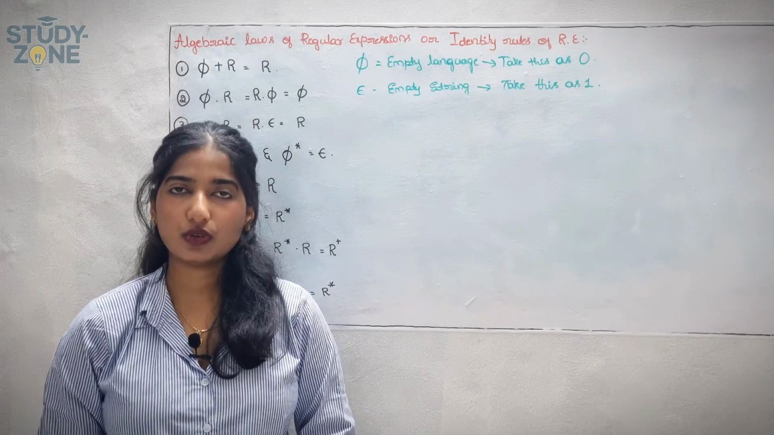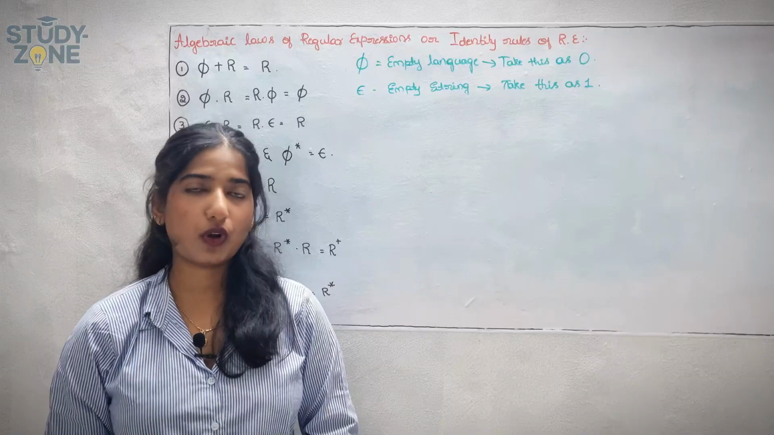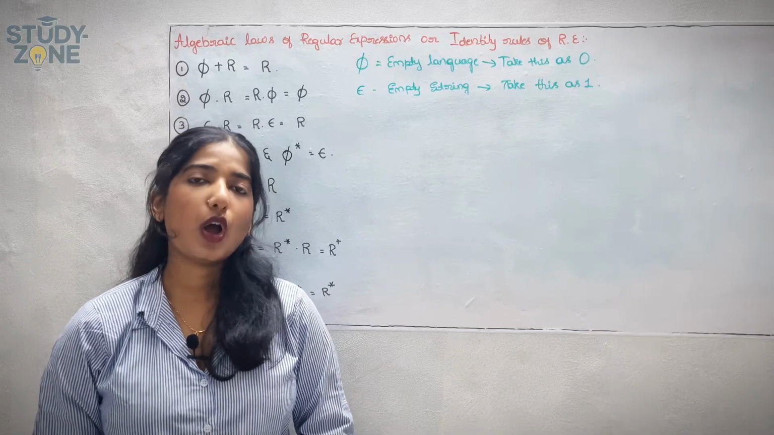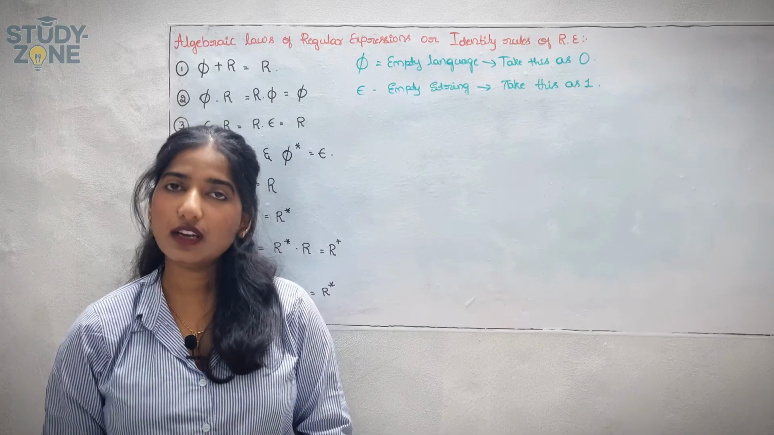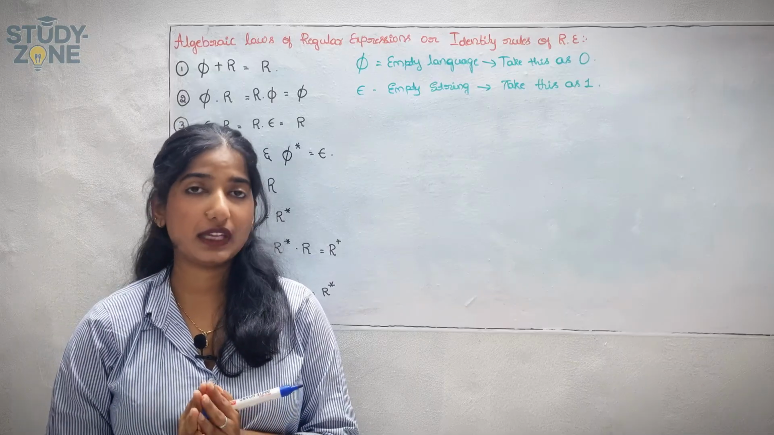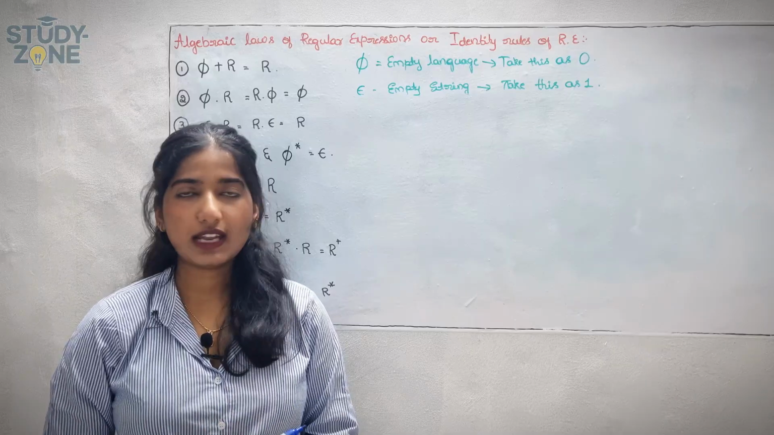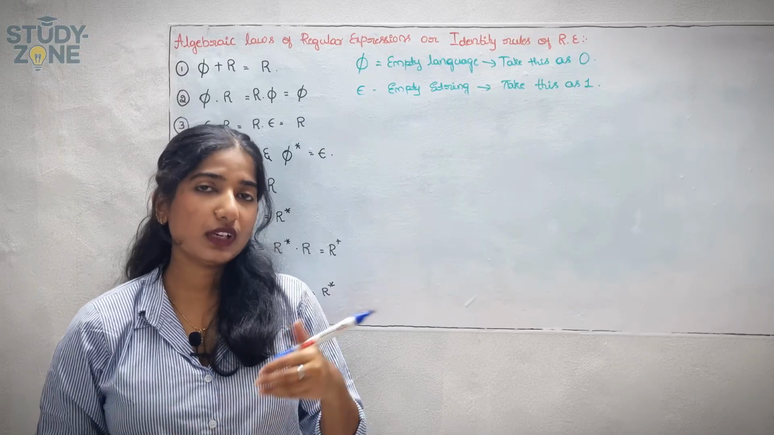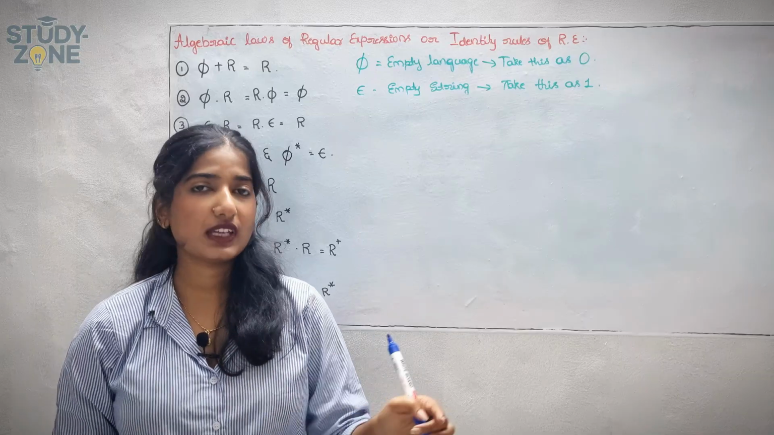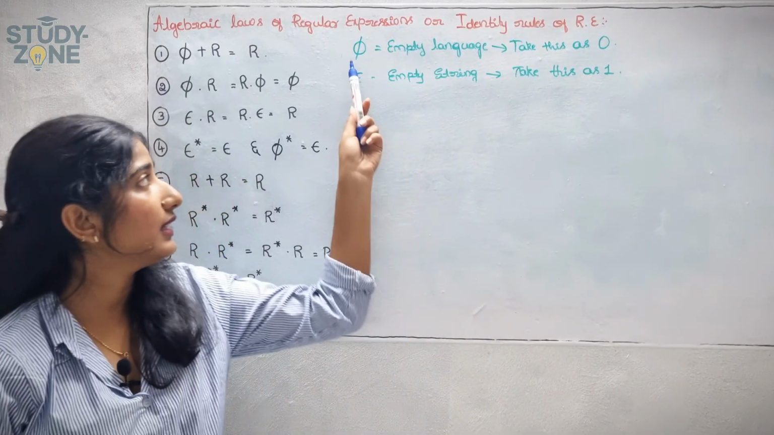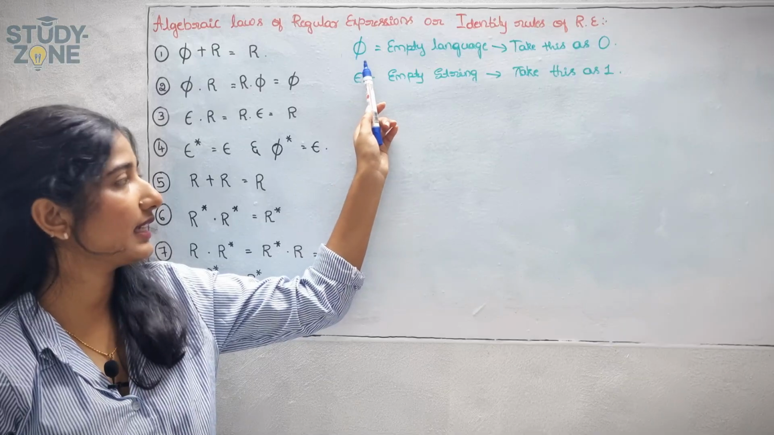In today's video, let's go through another topic of regular expression, that is algebraic laws of regular expression or identity rules of regular expression. So basically there are 12 main laws in regular expressions. Before learning about these laws, what we should know is what is the null symbol. This is how we represent the null symbol.